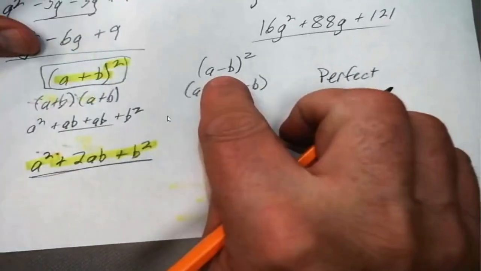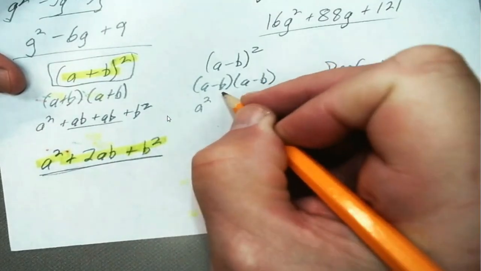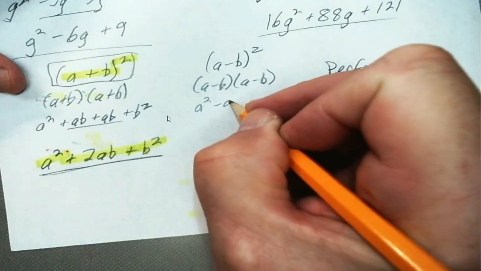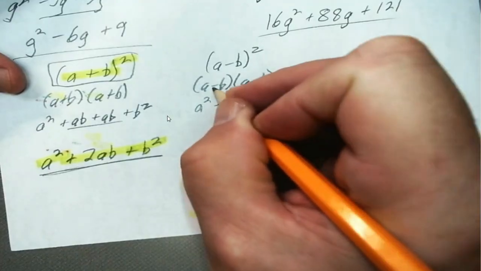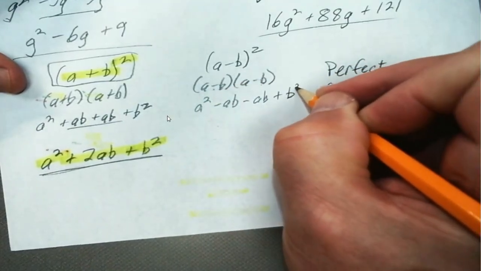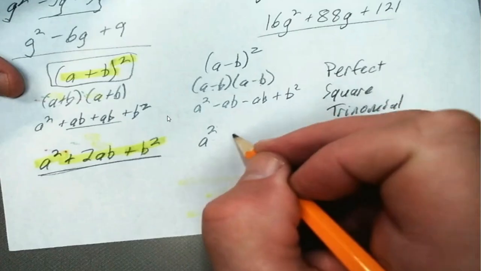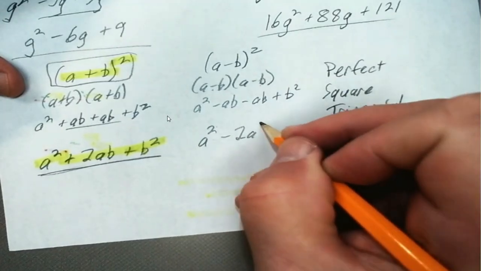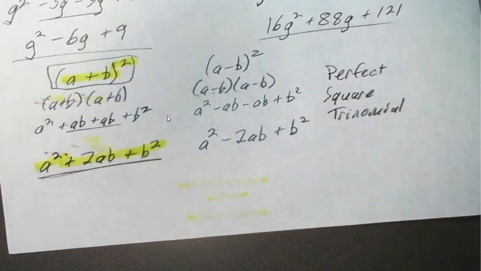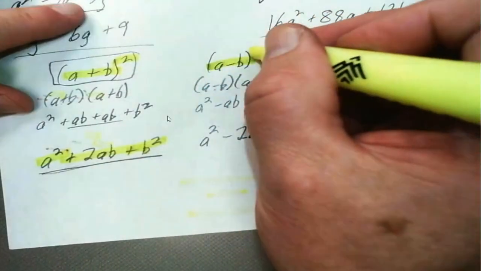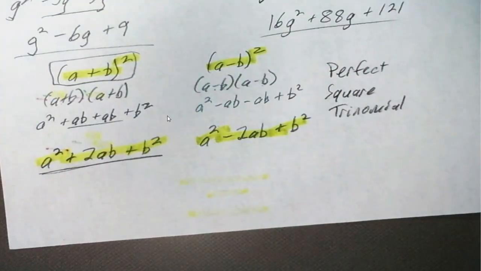What about if it's a negative? A minus B squared. A times A is A squared. A times negative B is minus AB. Negative B times A is minus AB. And negative B times negative B is a positive B squared. So this equals A squared, negative AB minus another one is negative 2AB, plus B squared. So when we have A minus B squared, it's A squared, B squared, negative 2AB. This is the pattern.